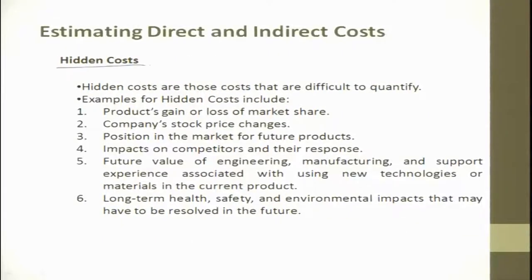What are the other hidden costs? Hidden costs are those costs that are difficult to quantify. Examples of hidden cost are products gaining or losing market share, company stock price changes, position in the market for a futuristic product, positioning the product in the futuristic market, impact of competitors, future value of engineering, manufacturing and support experience associated with using new technologies and material, and long term health, safety, and environmental impact. These are some of the hidden costs involved in costing.